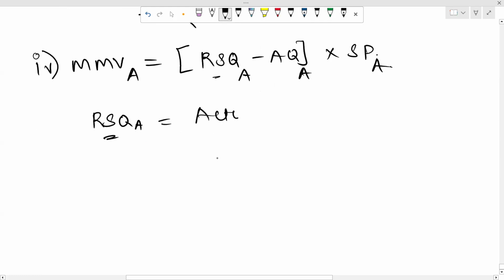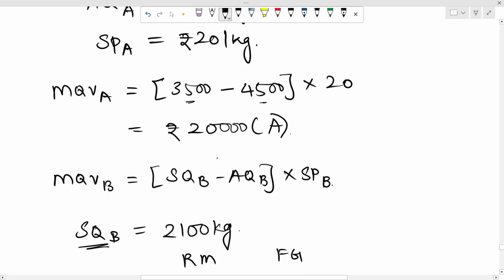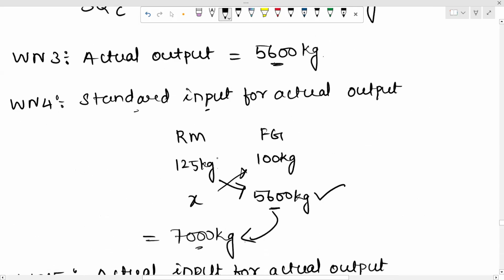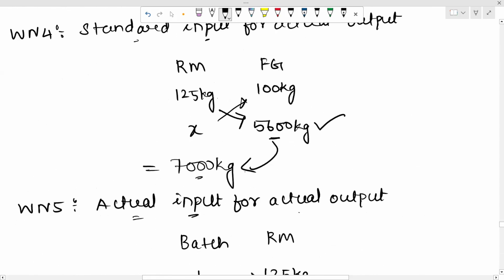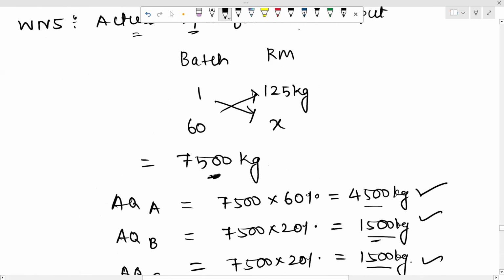So what is the formula for revised standard quantity? It is actual input into standard mix. Standard mix of raw material A. So what is the actual input? We already calculated the total actual input as 7,500, which we calculated from working note number 5. So in working note number 5, we calculated the actual input is 7,500.